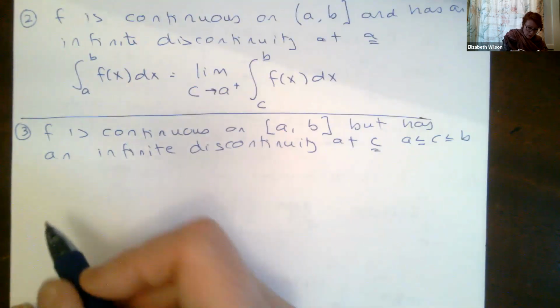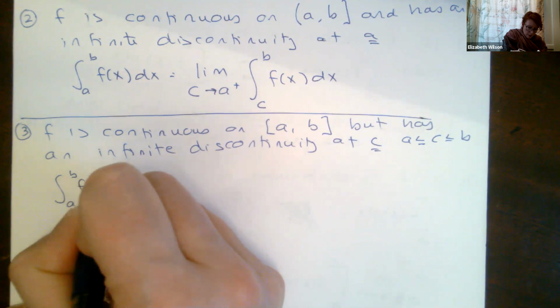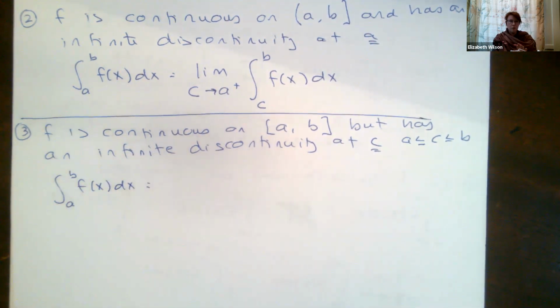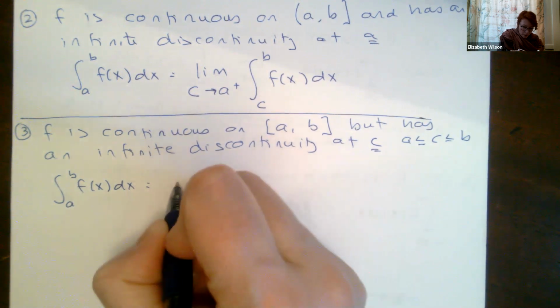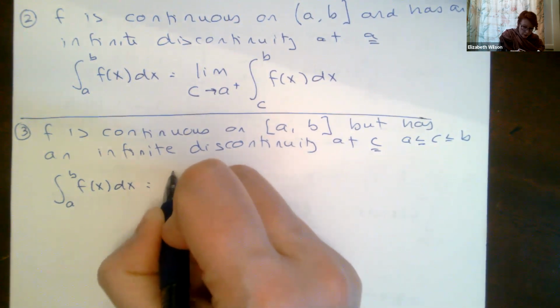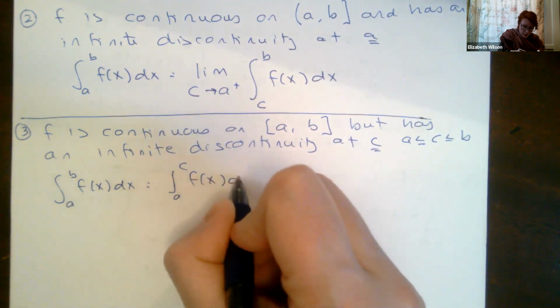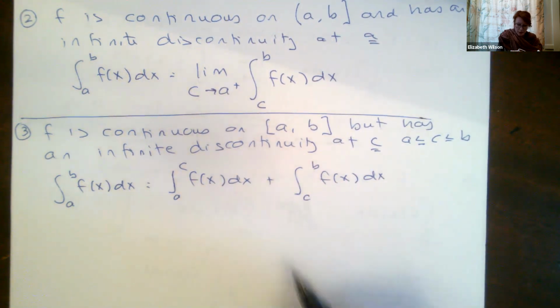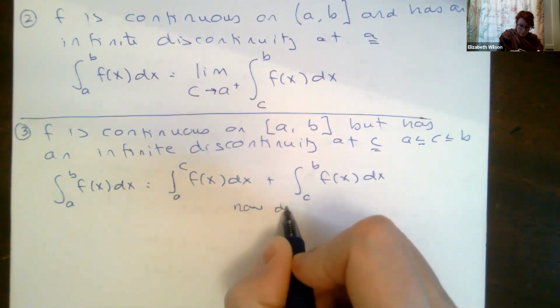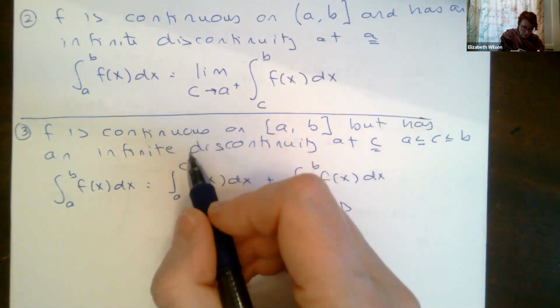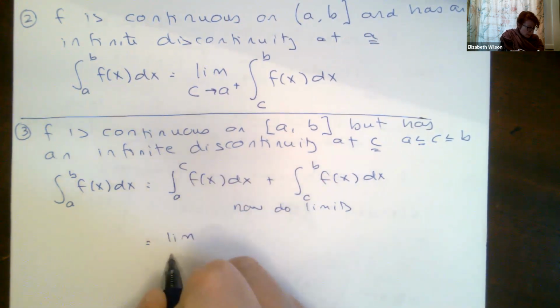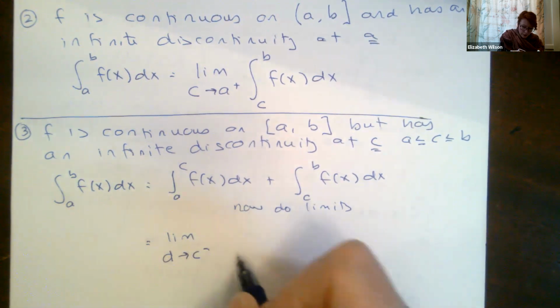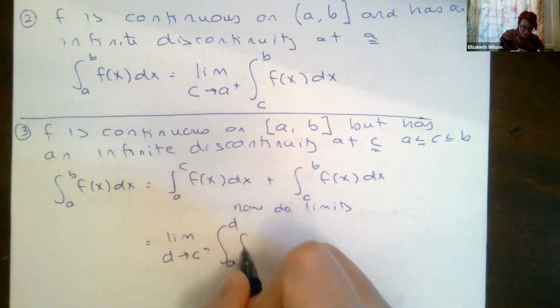Basically what that looks like is the integral from a to b of f of x dx. How we're going to do that is we have to split up our integral into a to c plus c to b, and then I have to do a limit. So let's write it out like this: a to c of f of x dx plus c to b of f of x dx. And now I do the limits. We'll choose a different variable: the limit as d approaches c from the left-hand side of the integral from a to d of f of x dx.